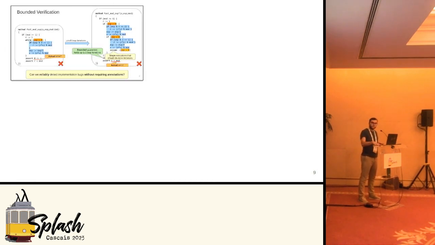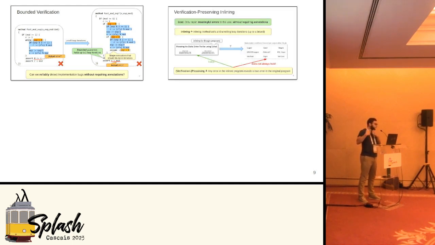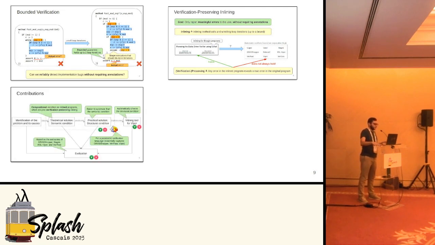So to summarize, our motivation in this work is bounded verification. If you're using a tool to do unbounded verification, you would like to have some quick feedback without writing annotations, and you can do so with inlining. But you need inlining to be verification preserving, otherwise you could get false positives, and it wouldn't be really useful.